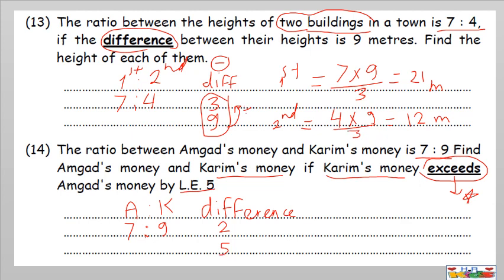Then let's work on cross multiplication. So Amjad equals 7 by 5 divided by 2, and Kareem equals 9 by 5 divided by 2. Then we start to find the answer. Okay, is it hard or easy? I hope we all really understood it. Okay. So the first one, the answer will be 17.5 and the second one will be 22.5.